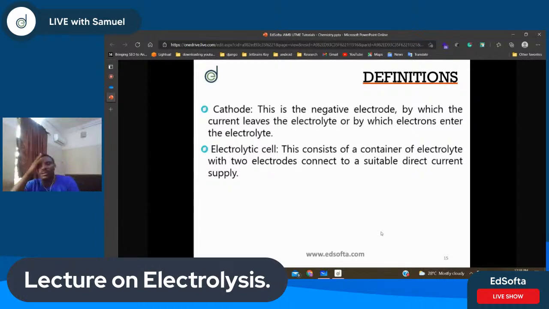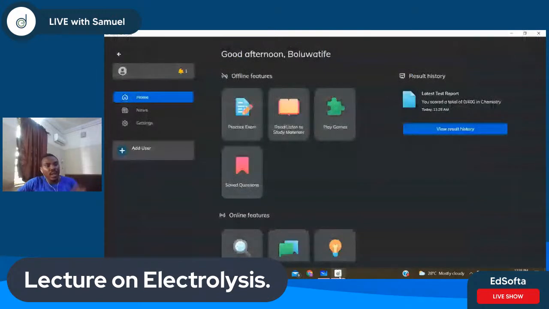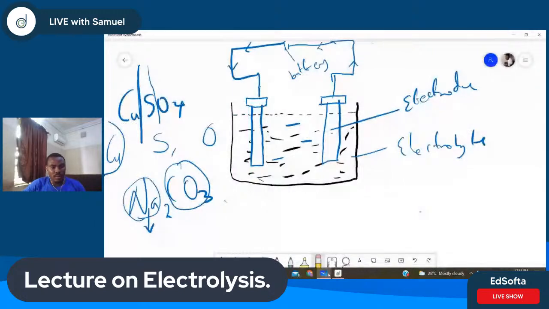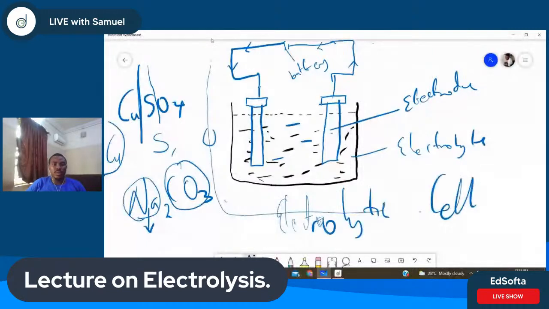Then the electrolytic cell. This is now the whole process. When you combine everything together, it is called what? An electrolytic cell. So this contains the electrolytes. So this whole setup that we have here is the what? Electrolytic cell. Electrolytic what? Cell.